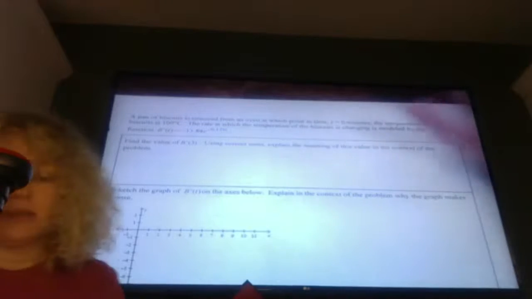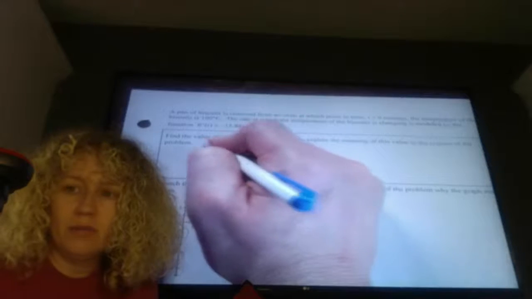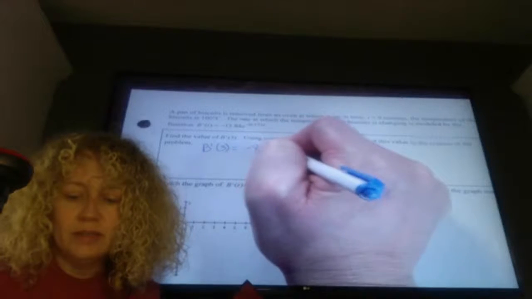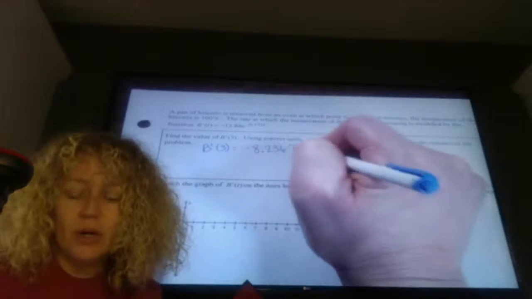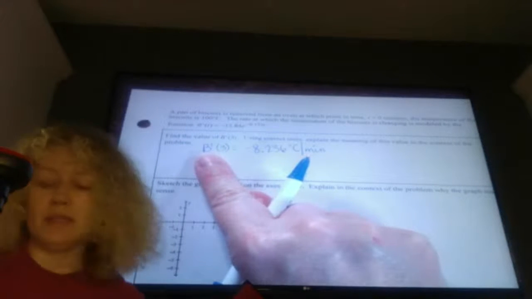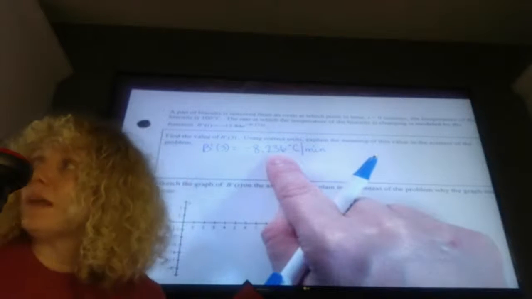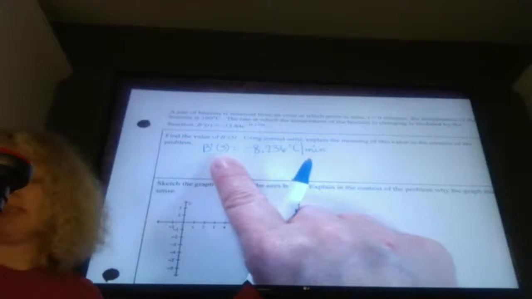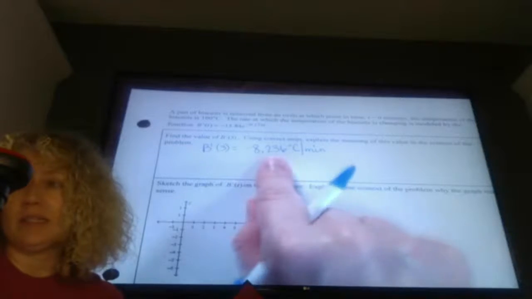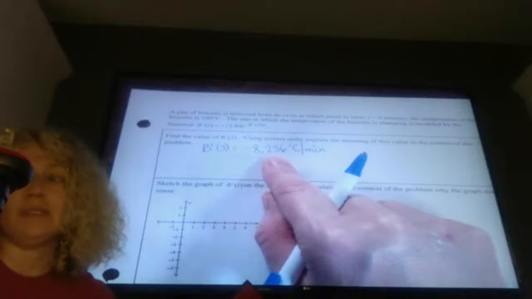So just put that in your calculator and you should get that b prime of 3 is negative 8.236 degrees Celsius per minute. Okay, because it's a b prime, it's a rate. So that doesn't mean that's the temperature. That means 3 minutes after the biscuits are taken out of the oven, the temperature is decreasing at a rate of 8.236 degrees Celsius per minute.